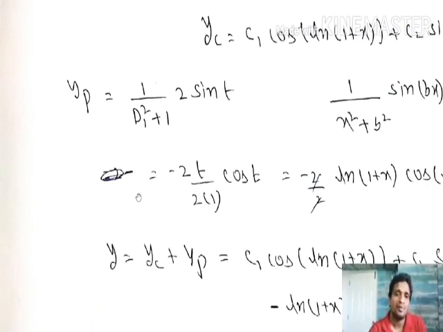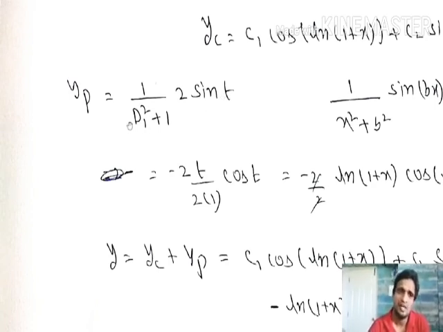So the yp will be 1 by D square plus 1 into 2 sin t. Here, whenever sin x and cos x functions are there, what do we have to substitute? Instead of D square, we have to substitute minus b square value. Here in sin bt, b is equal to 1. Minus b square means minus 1 square. Minus 1 plus 1 becomes 0.